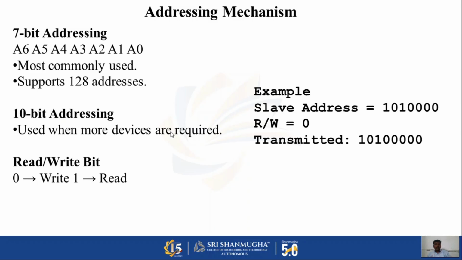In addition to the address bits, one read-write bit is transmitted. A value of 0 indicates a write operation. A value of 1 indicates a read operation. For example, if the slave address is 1010000 and the read-write bit is 0, the transmitted address byte becomes 10100000. This tells the slave that the master wants to write data.